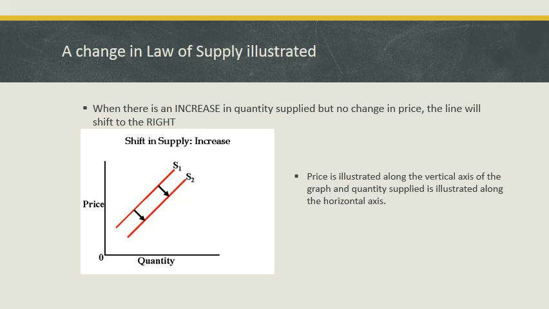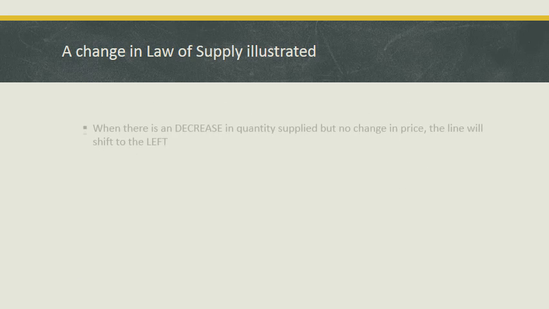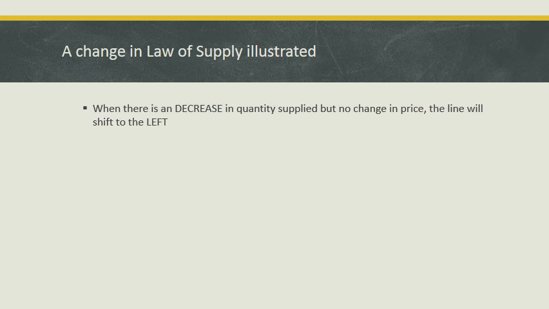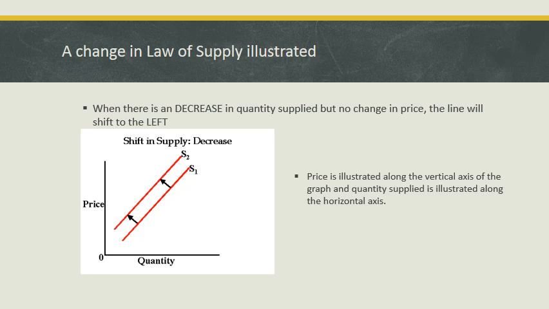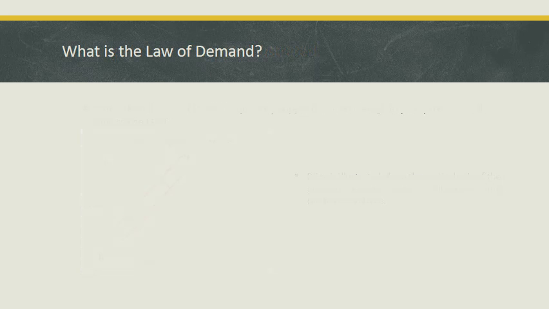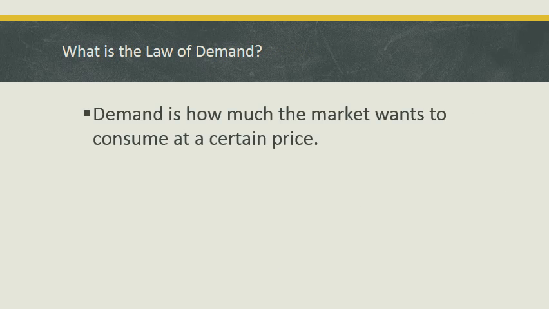Price is illustrated along the vertical axis of the graph, and quantity supplied is illustrated along the horizontal axis. When there is a decrease in quantity supplied, but no change in price, the line will shift to the left. Price is illustrated along the vertical axis of the graph, and quantity supplied is illustrated along the horizontal axis. This doesn't change.